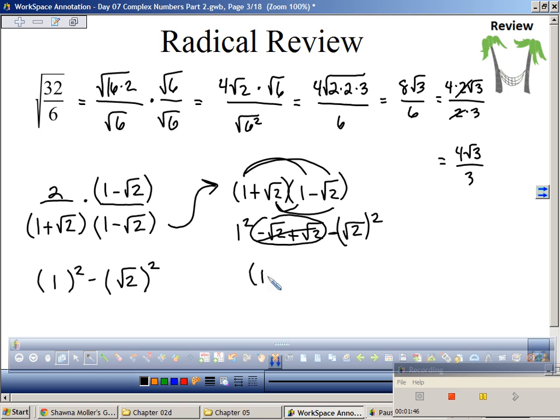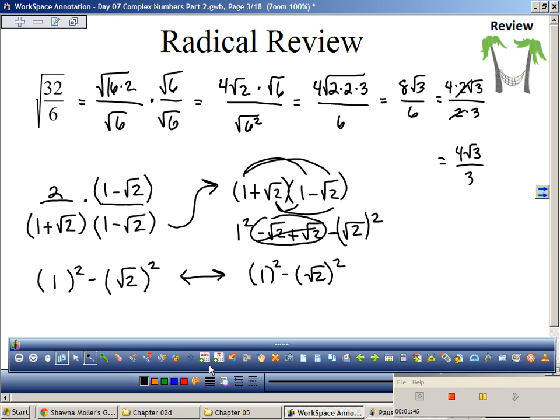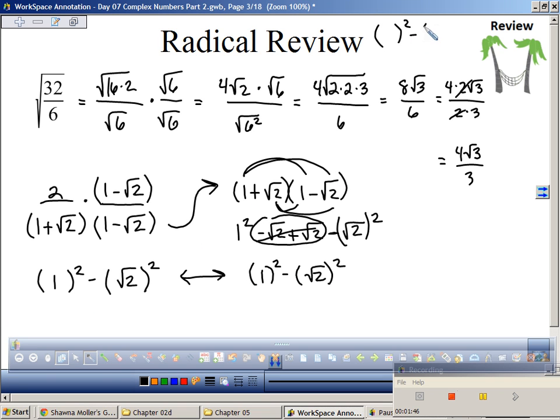Isn't this the same thing? Right? Aren't they the same? So do I really need to FOIL that whole thing? Or can't I just do this every time I see a conjugate? Make it the difference of two squares. Would it always be minus? Yes.